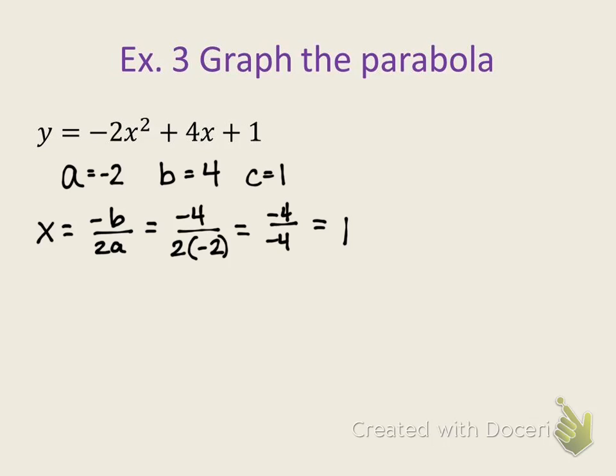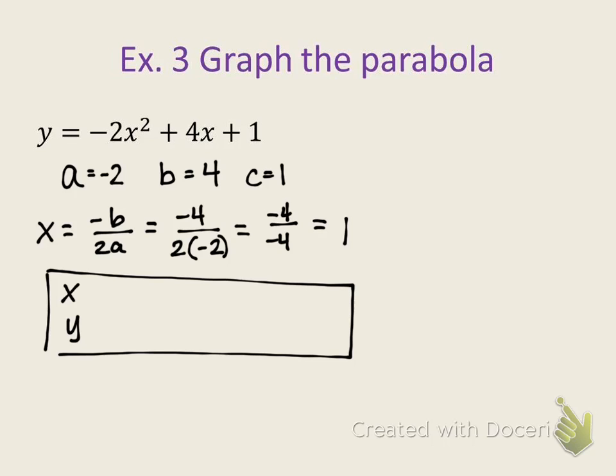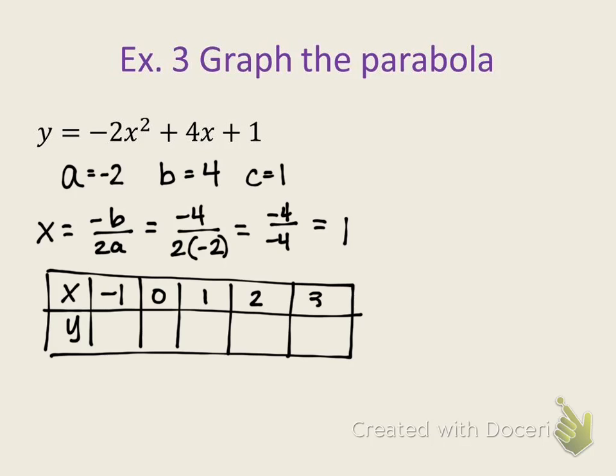Okay? So now that I know the vertex, I know the middle number for my chart. So I'm going to do an X and a Y. So we put the 1 in the middle. What's two numbers smaller than 1? 0 and negative 1. Two numbers larger, 2 and 3. Okay? Now, it just so happened that last time these were the same numbers, but that won't be every single time.